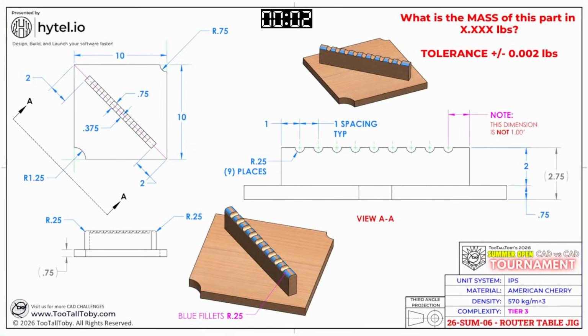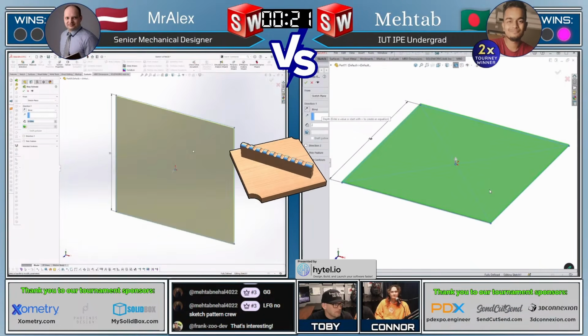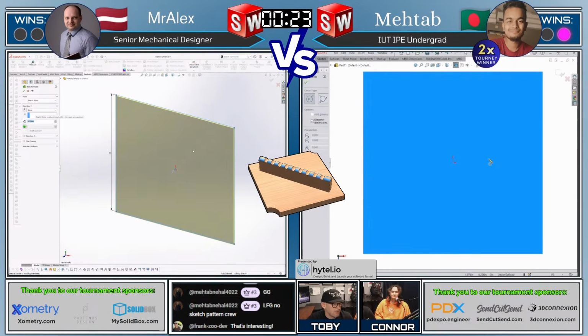What is the mass of this part in x.xxx pounds? Tolerance is plus or minus 0.002 pounds, and this thing is in inches. We got a router table jig here. Both of our runners have grabbed a screen capture, both of our runners jumping into their CAD system to attempt to model this 3D part.